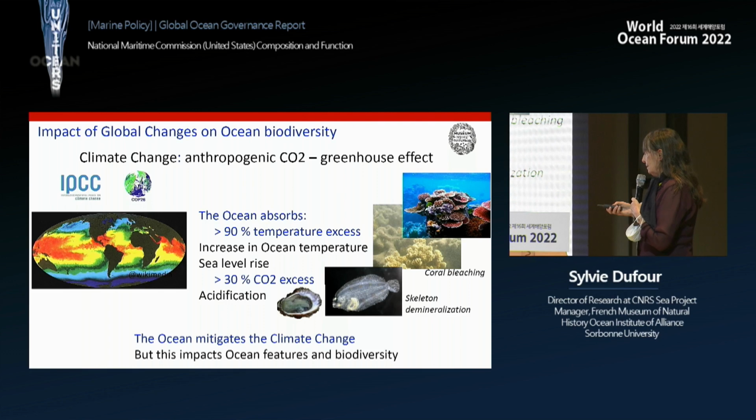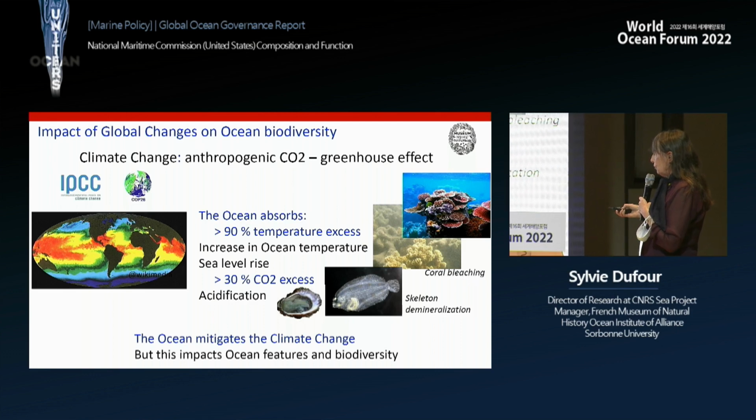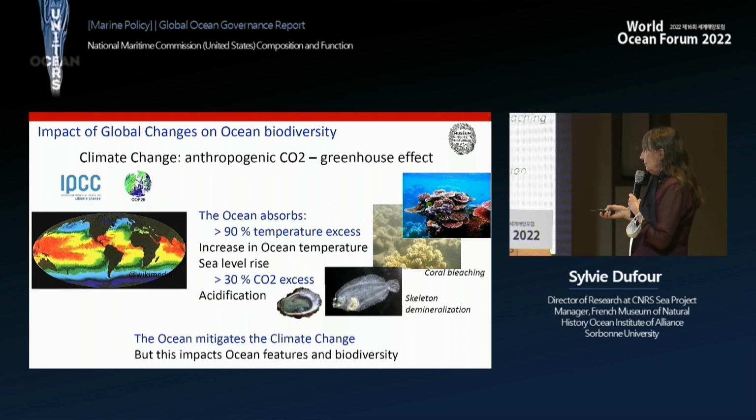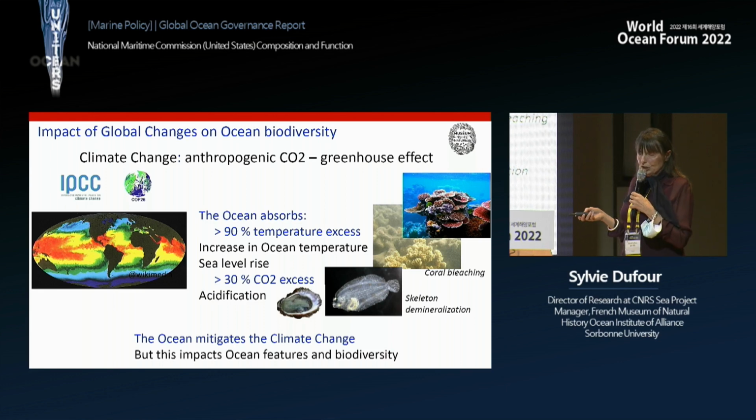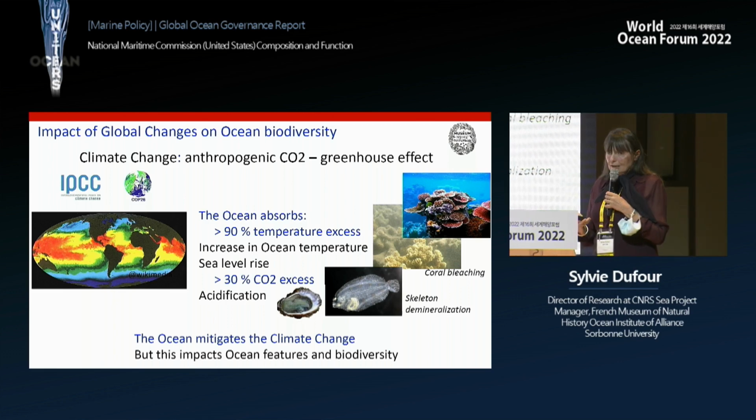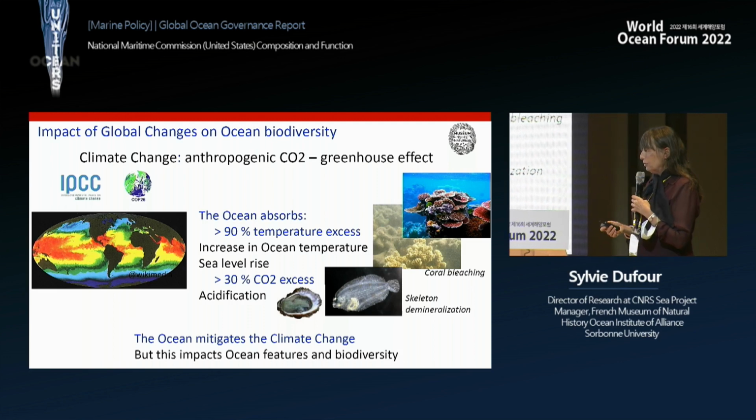This is important also for fisheries. And the other consequence of this mitigation effect of the ocean, the absorption of CO2, is the acidification of the ocean, which again impacts the physiology of organisms, in particular their ability to build their skeleton, to mineralize it, which can affect mollusks as well as larvae of fish. So the ocean has been mitigating climate change, but it has impacted its own features and its biodiversity.